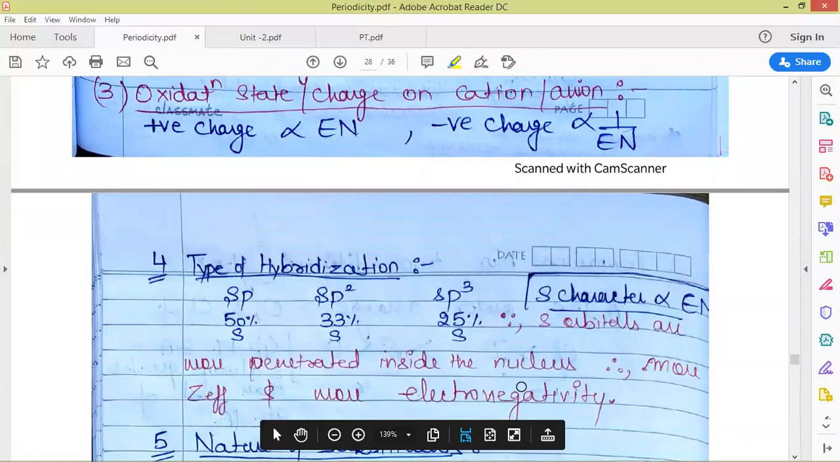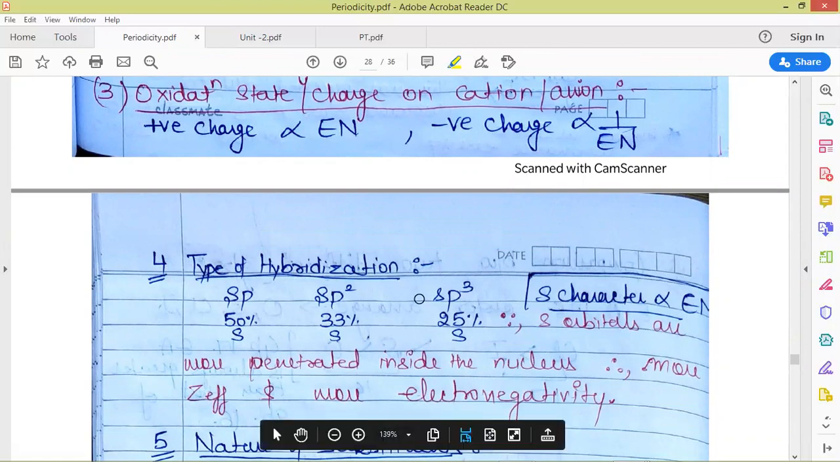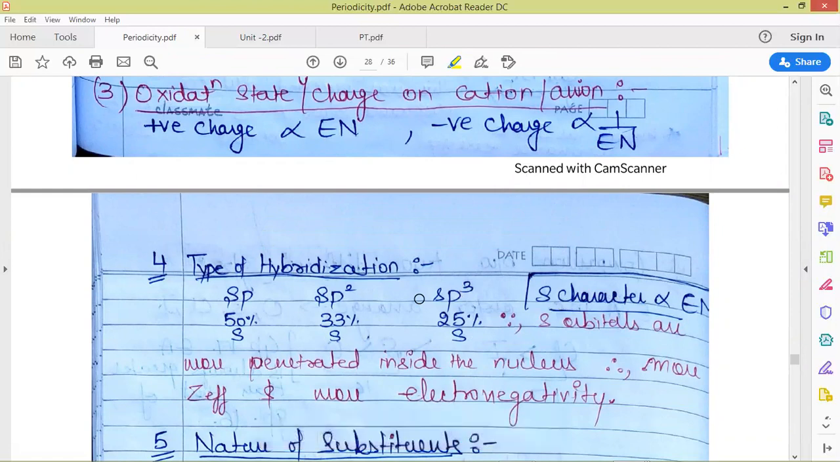So type of hybridization also plays a role while deciding about the electronegativity of the species which we are talking about. As we know, as we move from sp to sp3 hybridization, there is a decrease in s character. In case of sp, 50% s character is there. In case of sp2, 33% s character is there, and in case of sp3, 25% s character is there.